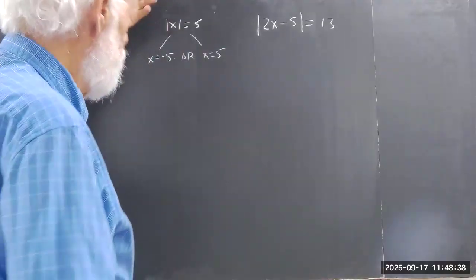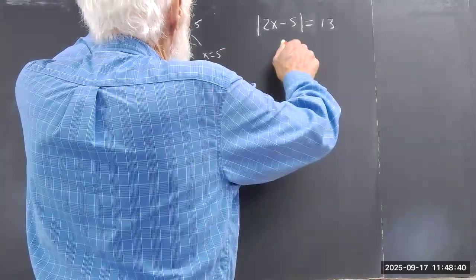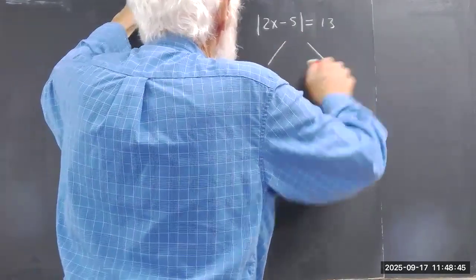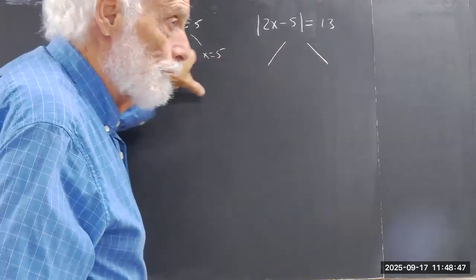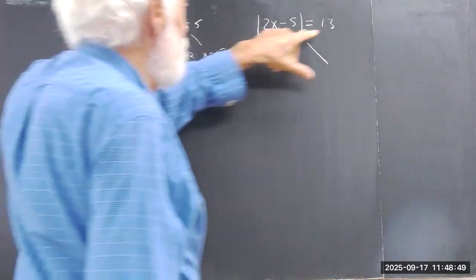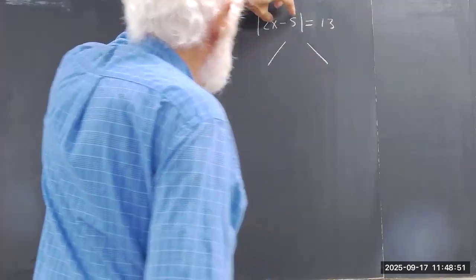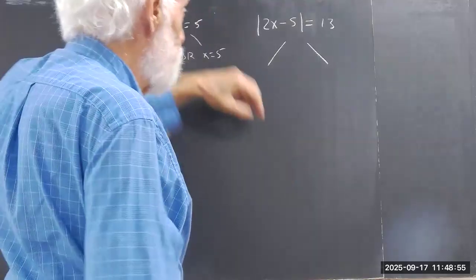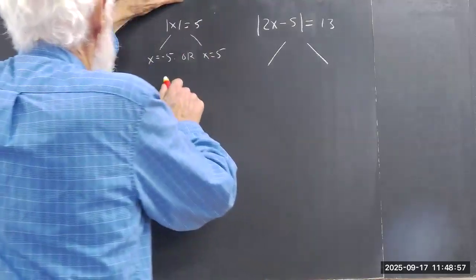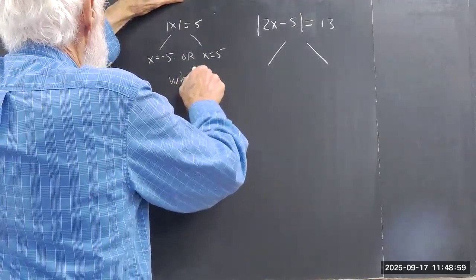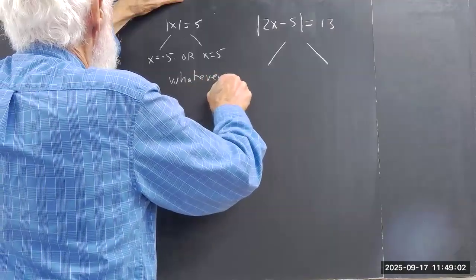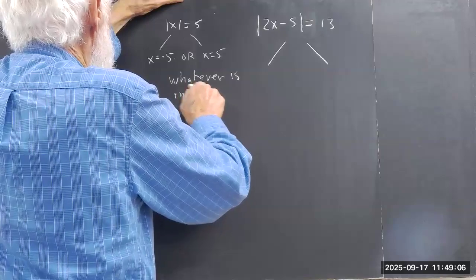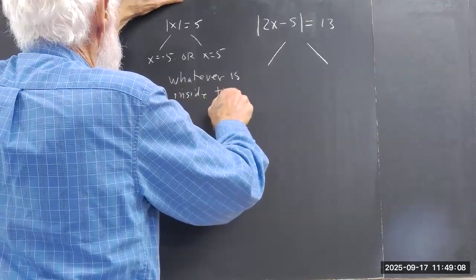When we get to an equation like this, we do exactly the same thing. Now, we don't write negative 5 or 5 because this equation is different than this. We got 13, so whatever's inside the absolute value signs has to be equal to 13. And I said the inequality, I meant the absolute value signs.